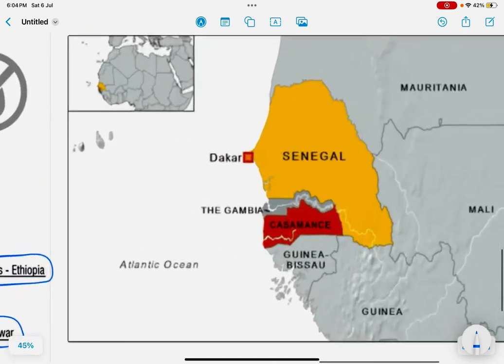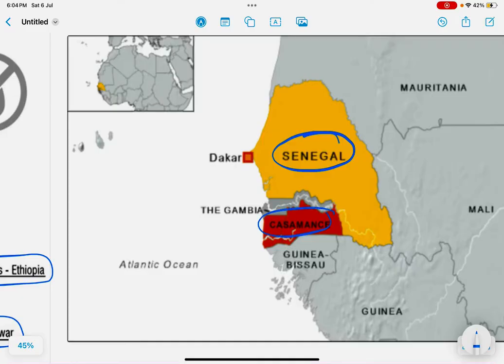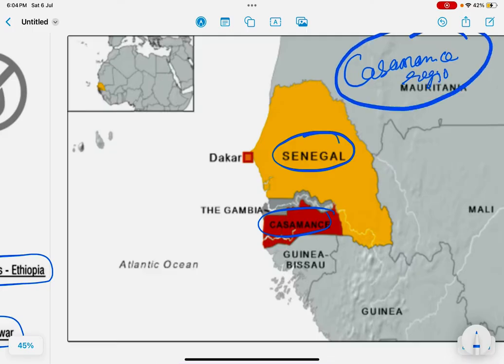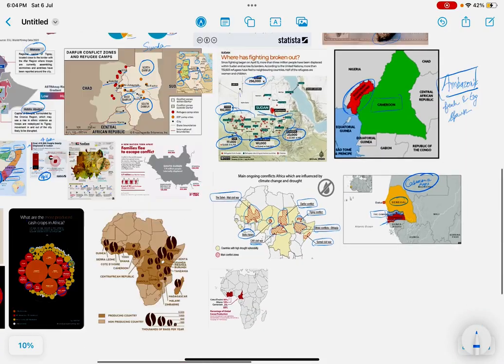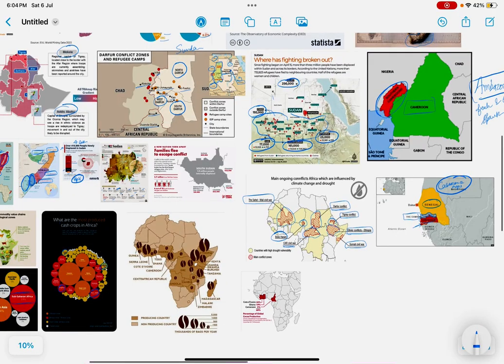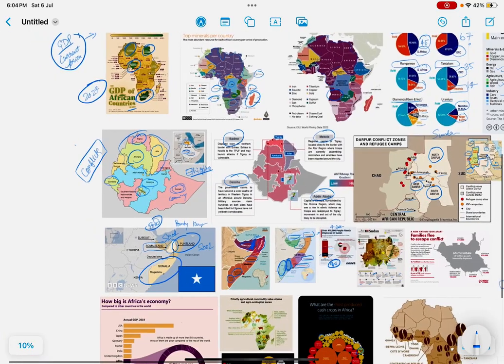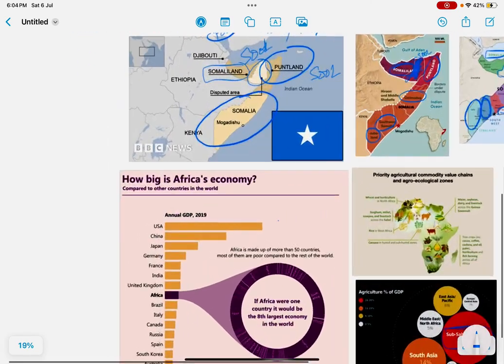There is another small conflict that is going on in Senegal, in the Casamance region. What is the Casamance region? This part. This is Gambia, Gambia sits in between Senegal, and you can see the Casamance region. This region is in conflict. Alright. So these are the conflicts of Africa. So let's look at some of the other maps of Africa. Some more interesting maps and figures.